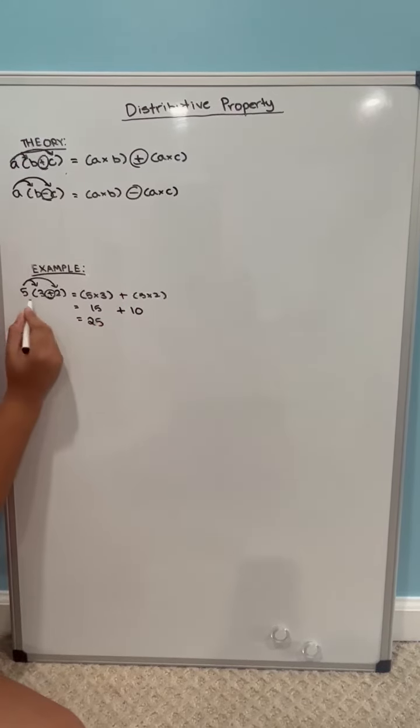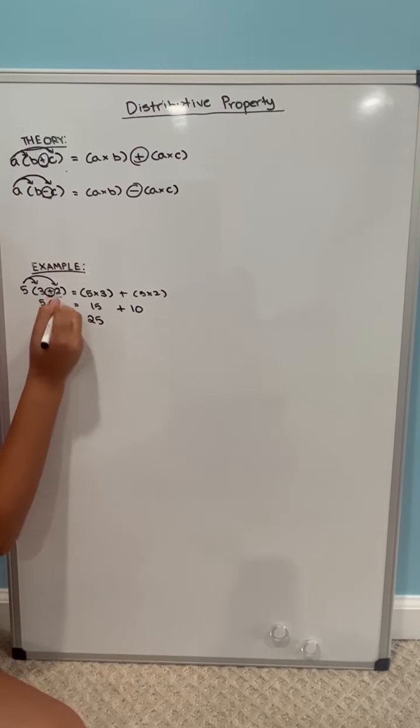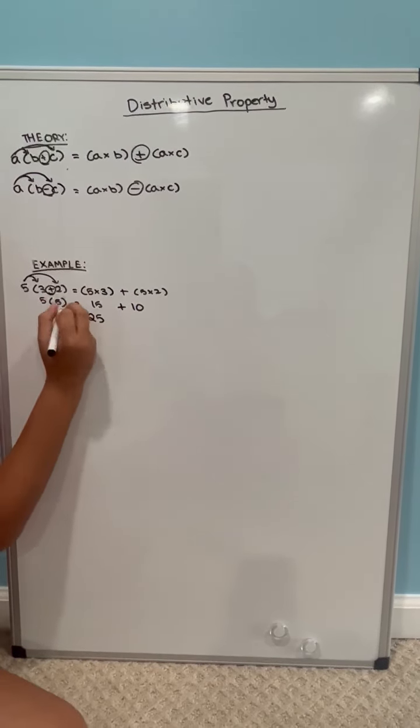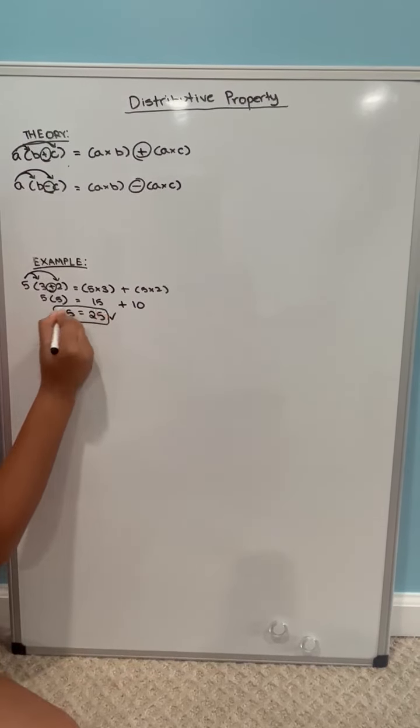25. Now you could simplify over here too. So 5 times (3 plus 2), that's 5 times 5, which is 25. So this statement is correct. That's how you check your work.